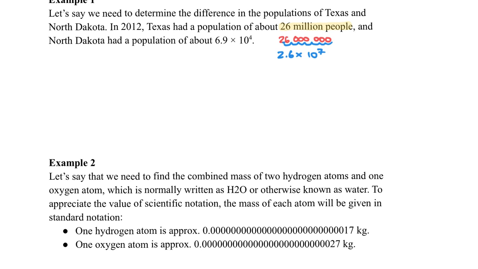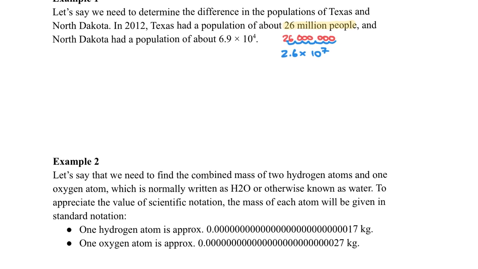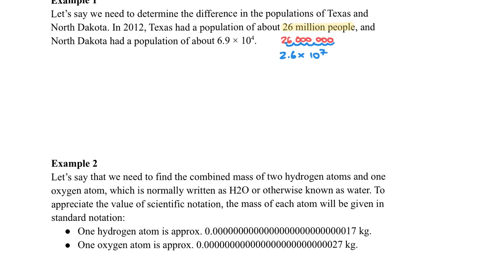So we want to find the difference in their populations. We want to find the difference between 6.9 times 10 to the fourth power and 2.6 times 10 to the 7th power. So which one of these is bigger? Well, 6.9 is bigger than 2.6, but as you know, what we're really concerned about is the magnitude. So anything times 10 to the 7th power is going to be much bigger than something that's times 10 to the fourth power. So we're subtracting here 2.6 times 10 to the 7th minus 6.9 times 10 to the fourth.